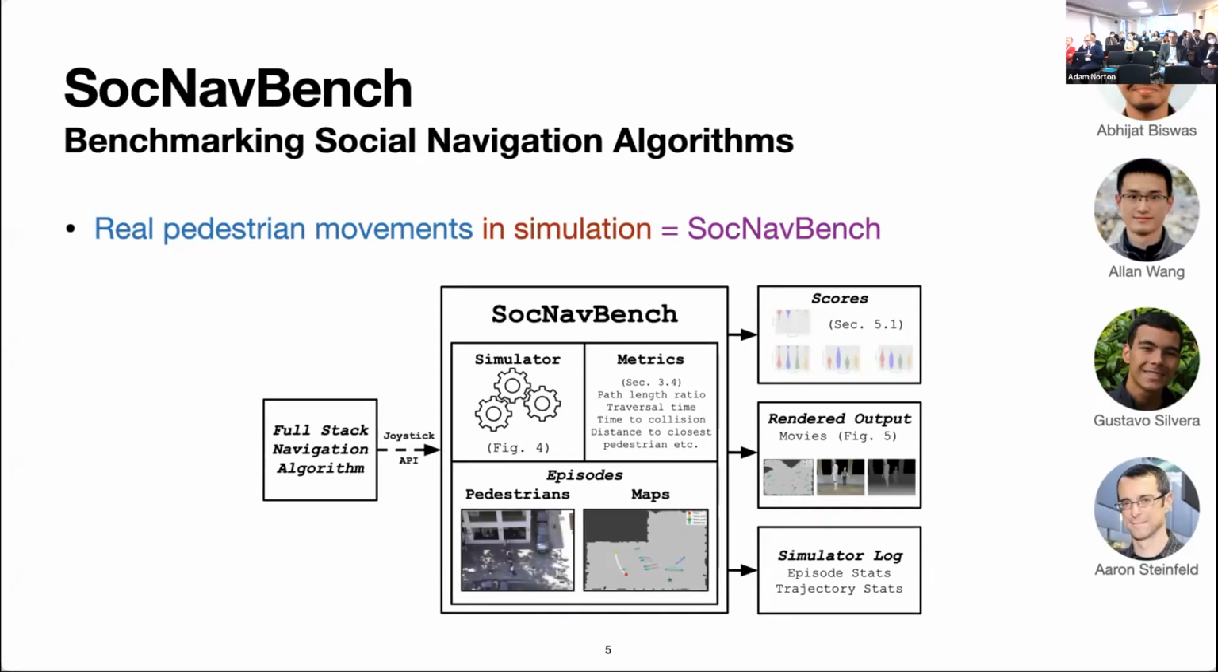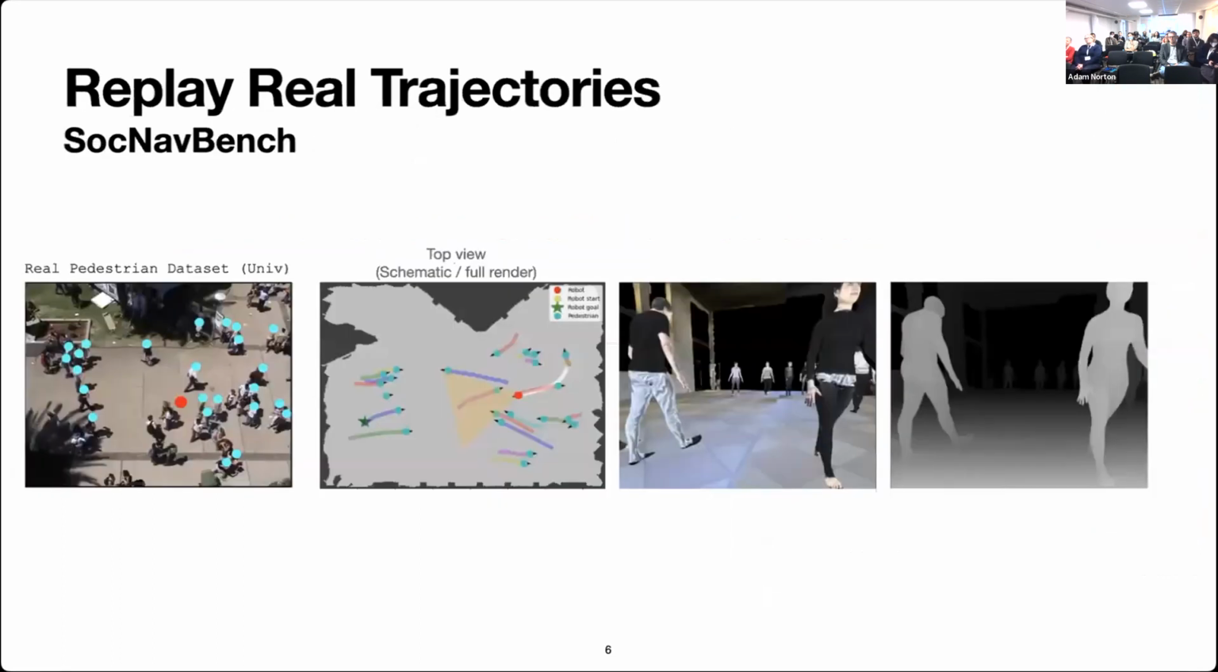It consists of a simulator that is based on real data sets of human movement. It allows you to play your robot algorithm through a series of simulated environments, and then automatically output some metrics and also videos for you to look at. So let me go into these different parts in turn.